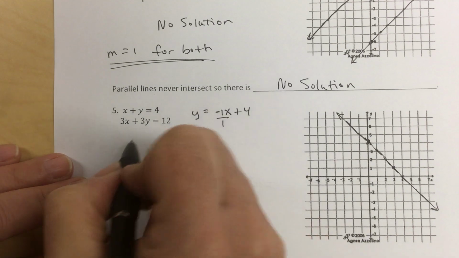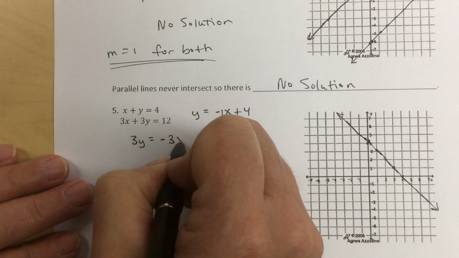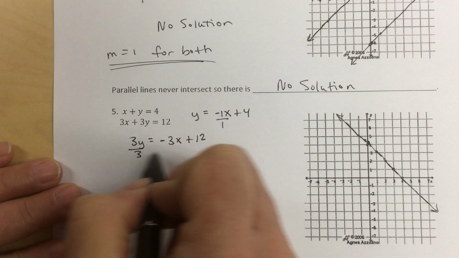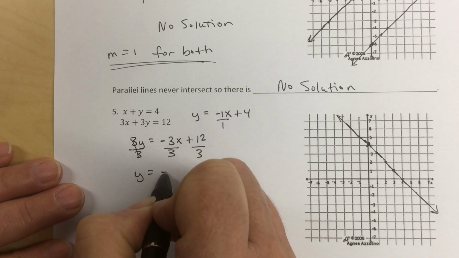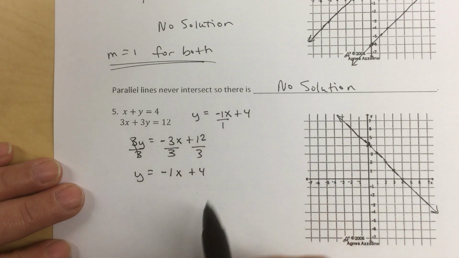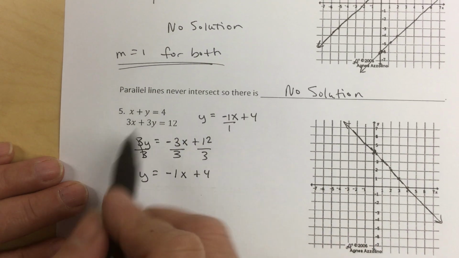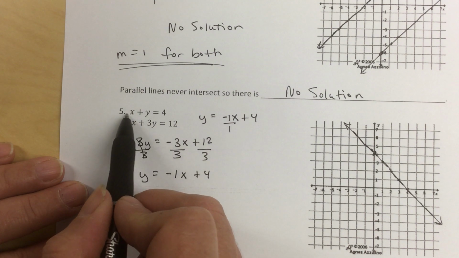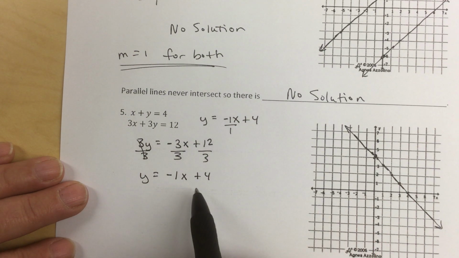Okay, this one, I'm going to move the 3x over. So I'm going to have 3y equals -3x plus 12. And then I'm going to divide everything by 3. So I get y equals -1x plus 4. So I get the same exact line. Originally it doesn't look the same, but if you notice, each term is just a multiple of 3 from the other equation. So when you rearrange it and divide by 3, you get exactly the same thing.